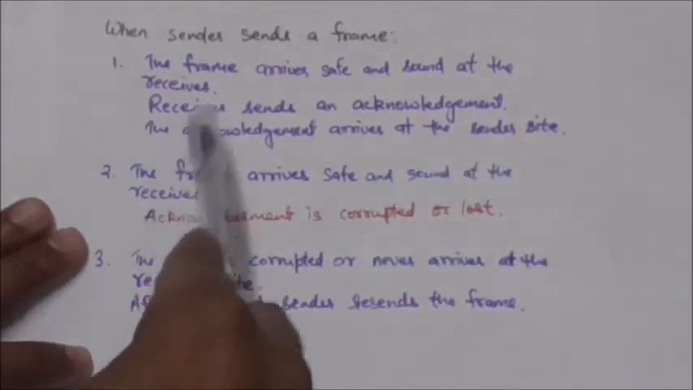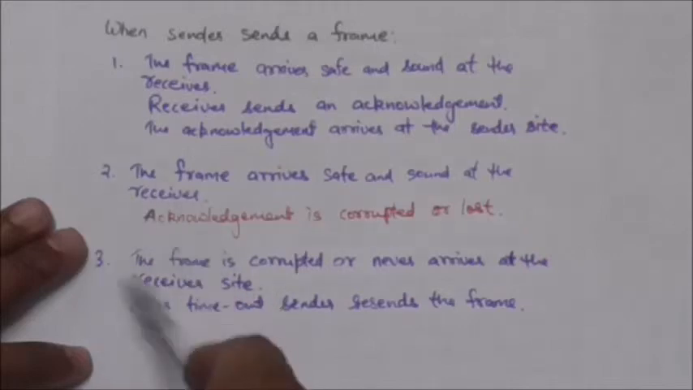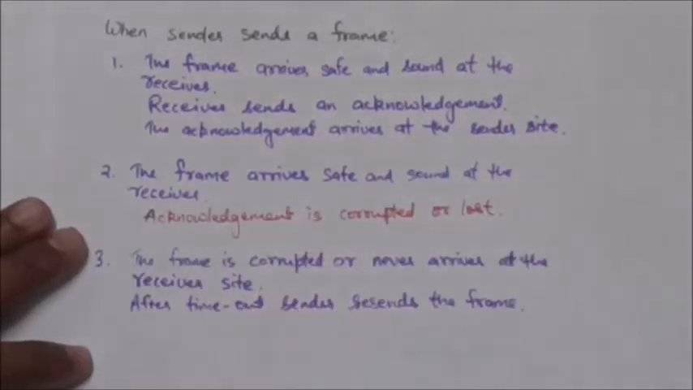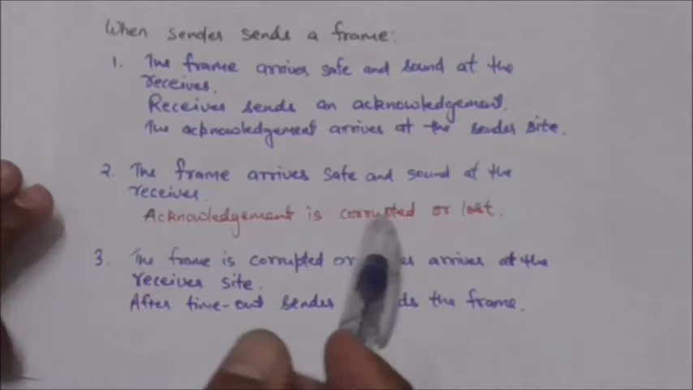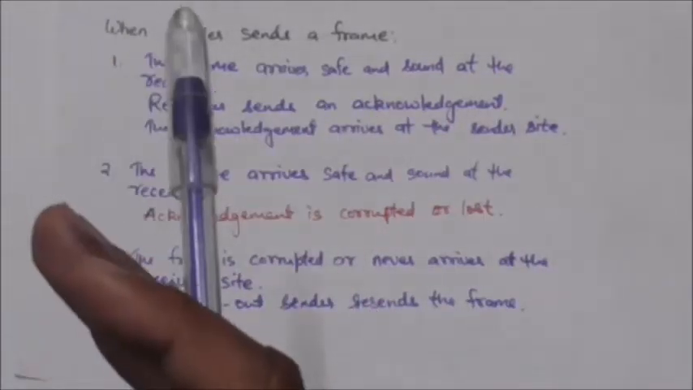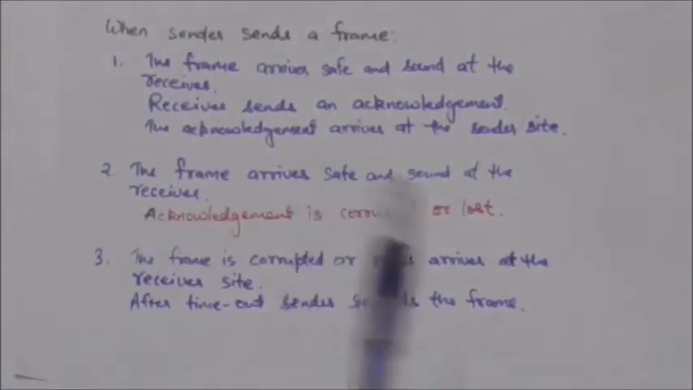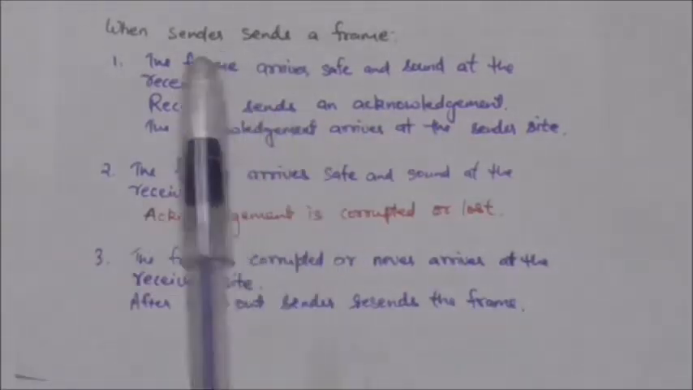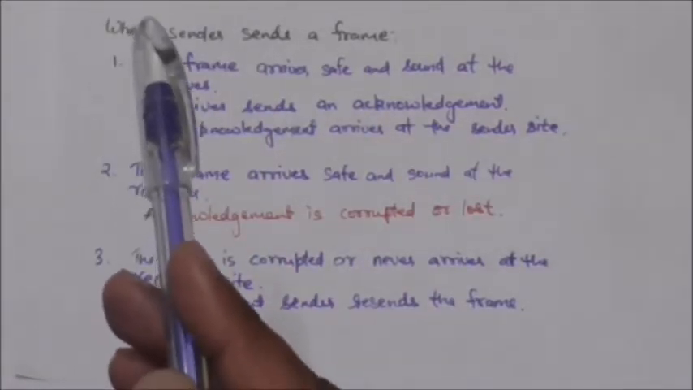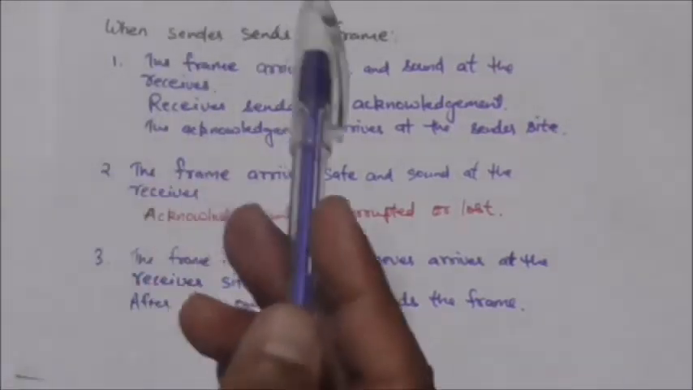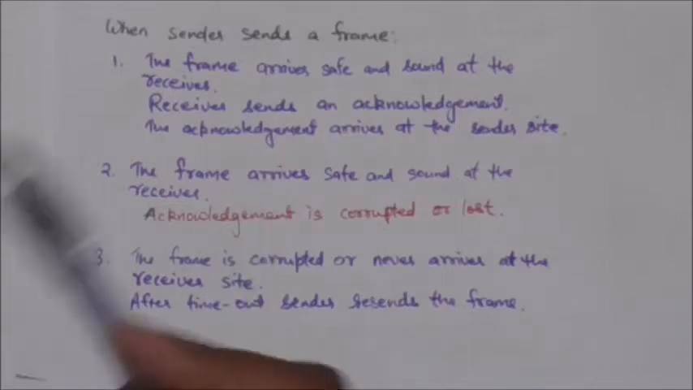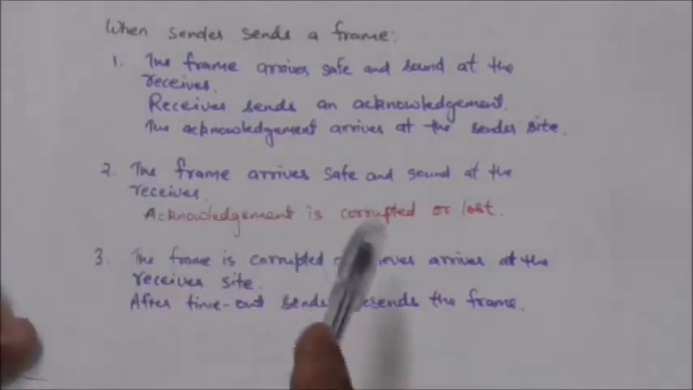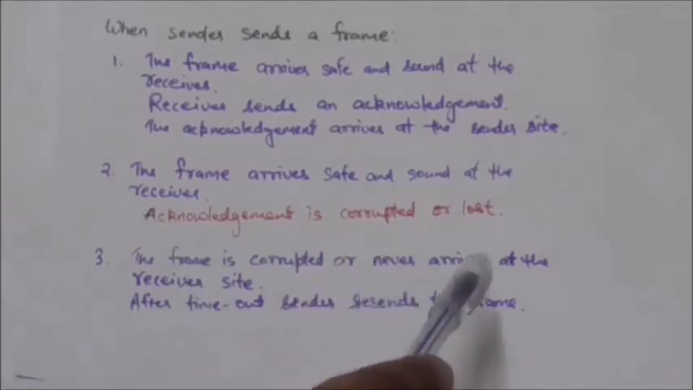Another thing which can happen is that the frame sent by the sender arrives safe and sound at the receiver, and the receiver sends an acknowledgement, but this acknowledgement is corrupted or lost. After the timeout, the sender will resend the frame, and when this data frame arrives at the receiver, its sequence number does not match the next frame expected by the receiver. So the receiver sends an acknowledgement to the sender, and this acknowledgement reconfirms the previous acknowledgement instead of confirming the frame received.